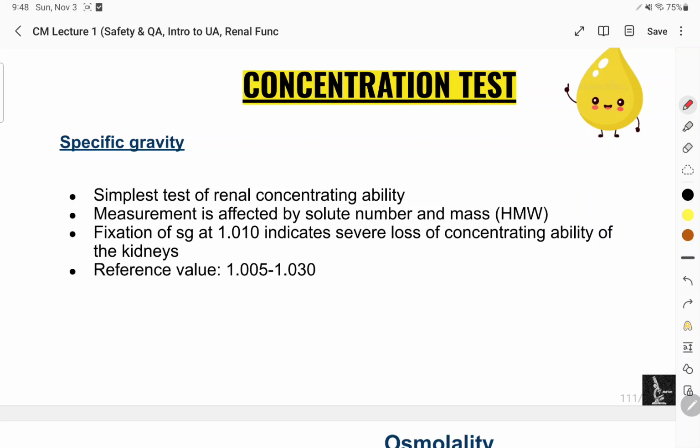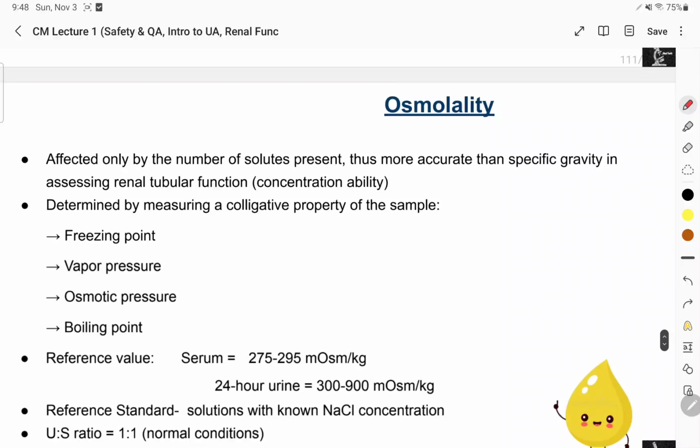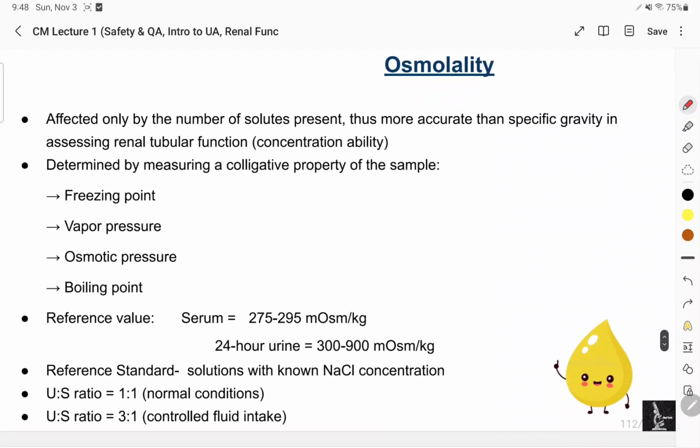So the principle applies the polyelectrolyte ions. I think that was already discussed by Ms. Dali. Okay, so next is osmolality. Osmolality is affected only by the number of solutes. So specific gravity depends on the number of solutes plus their molecular weight, their mass. But osmolality is only the number of solutes.